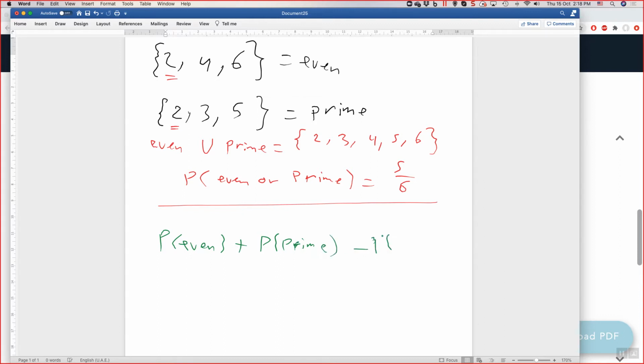Minus the probability of even and prime.